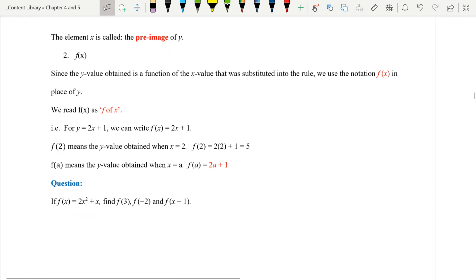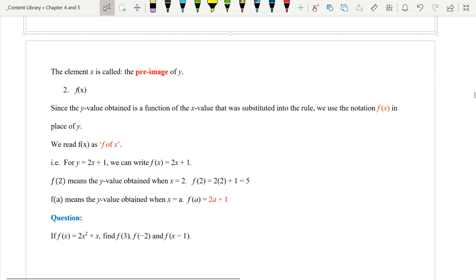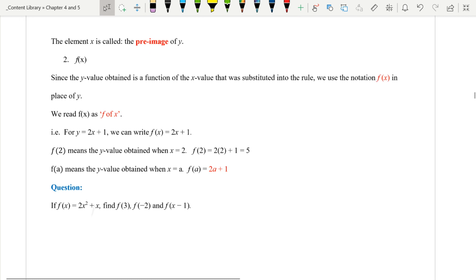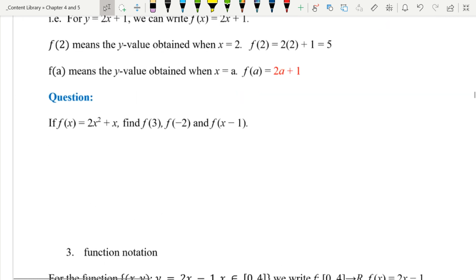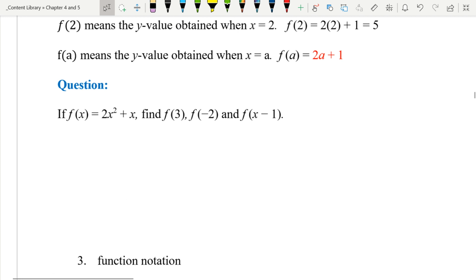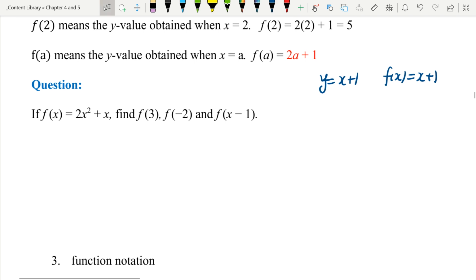Okay, so after you write f(x), I just want to talk about what f(x) is. I think most of you know that, but I want to talk about it again. If we have y equals x plus 1, for example, and I write f(x) equals x plus 1, what's the difference between those two notations? No difference. But when we substitute values, it's easier to do the substitution.